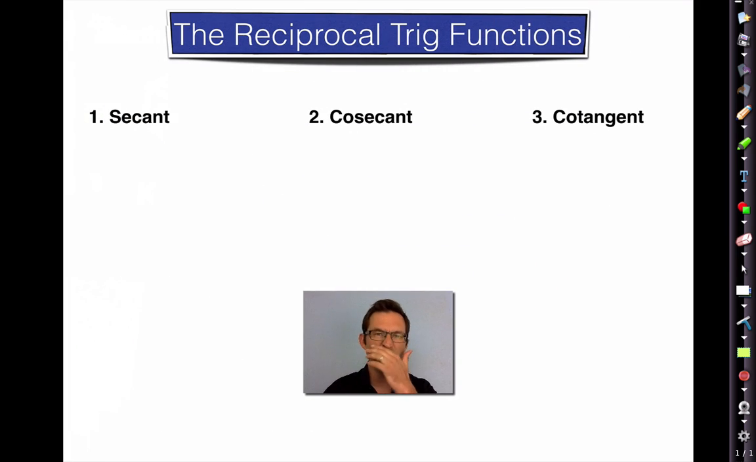Alright, so the 3 reciprocal trig functions are known as the secant, the cosecant, and the cotangent. The secant function is simply defined as follows. The secant of an angle is 1 divided by the cosine of the angle. And the cosecant of an angle is 1 divided by the sine of the angle.